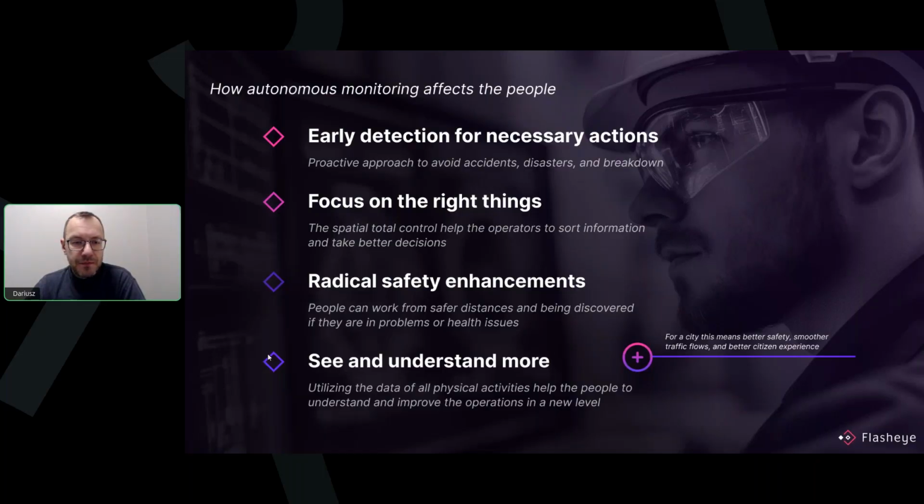Radical safety enhancement. People can work from safer distances and be discovered if they are in trouble or have health issues. This can be as important as someone falling down, and the spatial 3D system will pick it up almost right away and alarm the proper operator. See and understand more: this is about utilizing the data of all physical activities to help people understand and improve the operations to a new level.